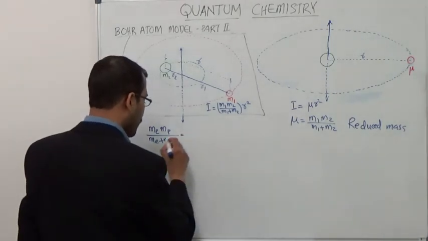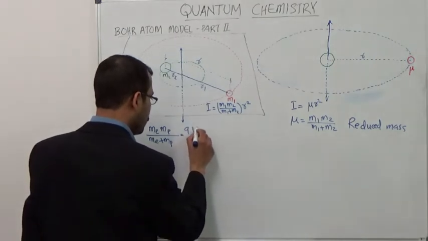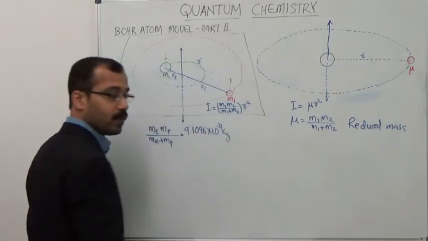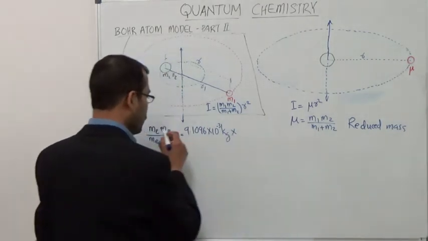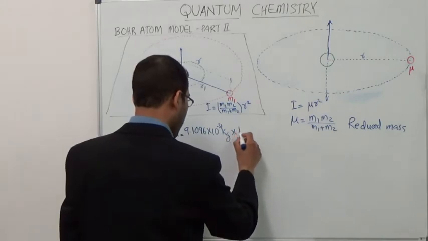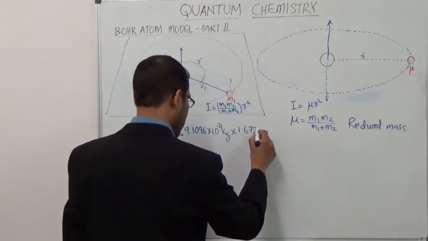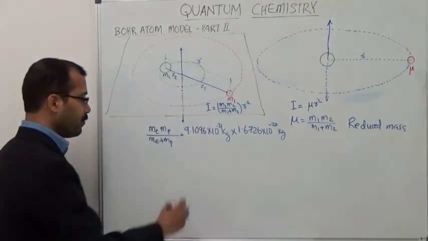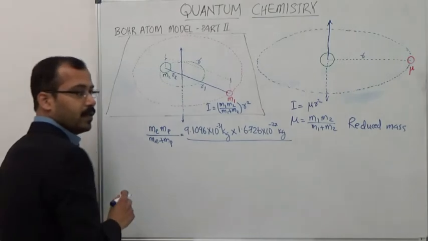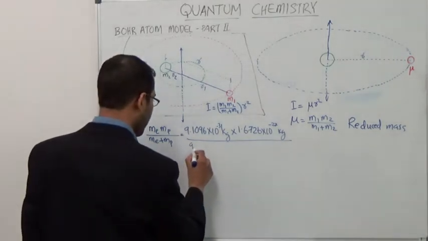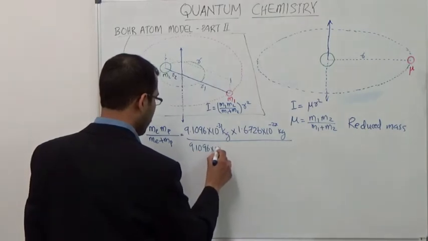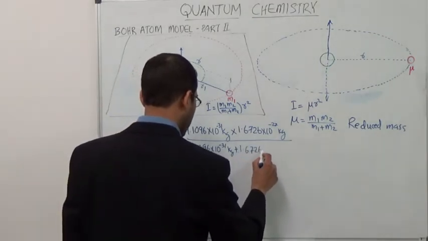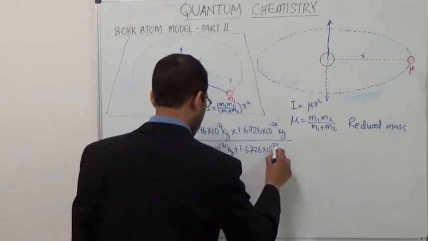Let's calculate this. Me is 9.1096 times 10 raised to minus 31 kilogram, that is the mass of the electron, times MP, the mass of the proton. Mass of the proton is 1.6726 times 10 raised to minus 27 kilogram, divided by Me plus MP, that is 9.1096 times 10 raised to minus 31 kilogram plus 1.6726 times 10 raised to minus 27 kilogram.